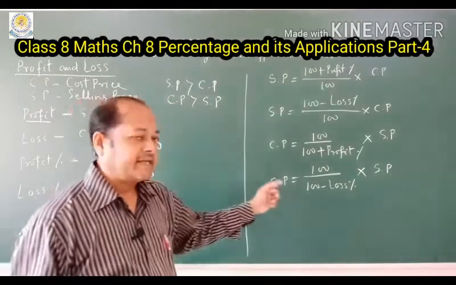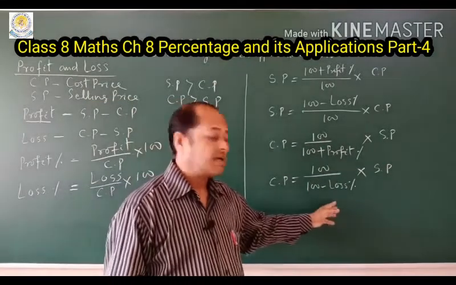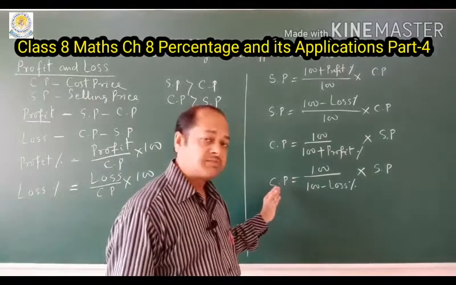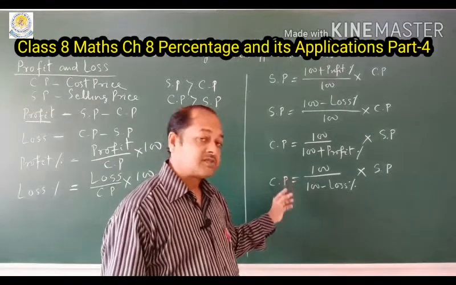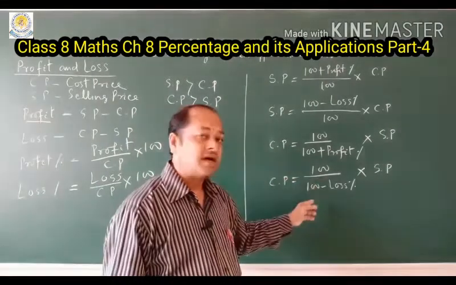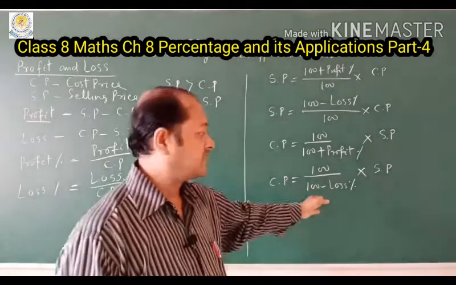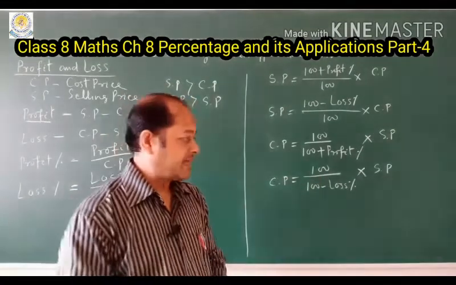Now, when the loss percentage is given, how do we find out the cost price of an article? Cost price is equal to 100 upon 100 minus loss percentage into selling price.